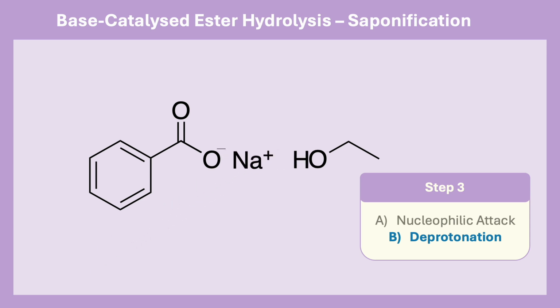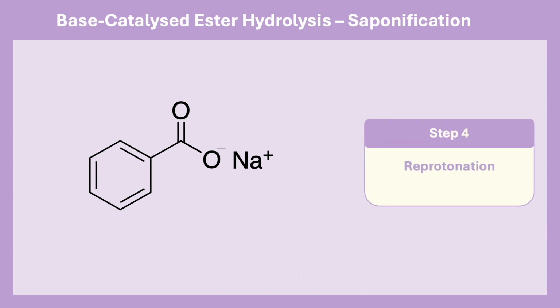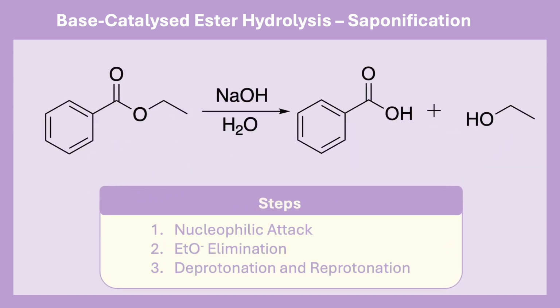The final step of this reaction is the reprotonation of the carboxylate ion by adding acid to the solution. The acid will neutralize any leftover base in solution and protonate the carboxylate ion, forming the final product, the carboxylic acid. This is the overall reaction scheme for saponification.